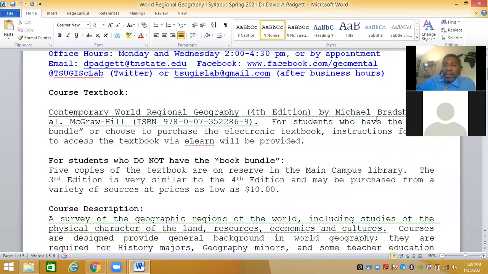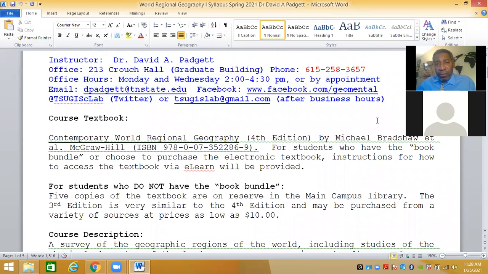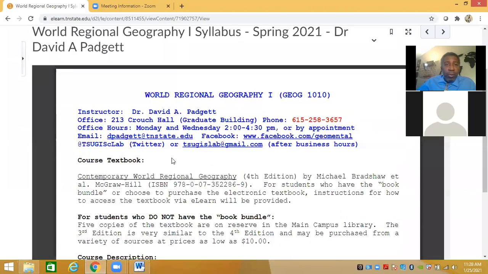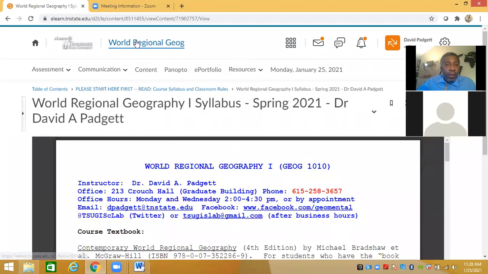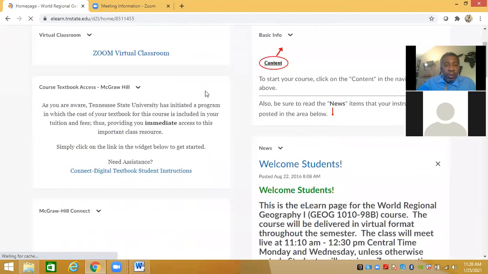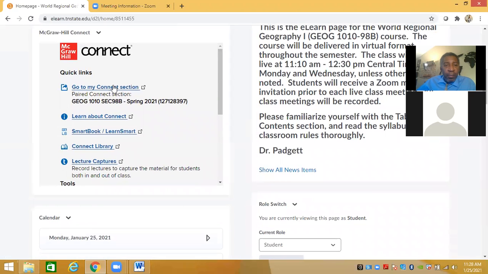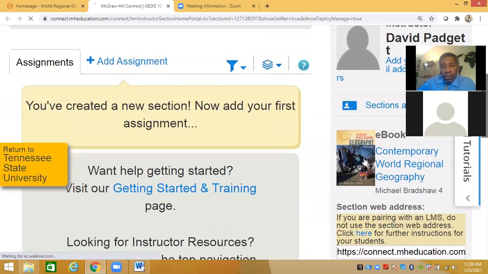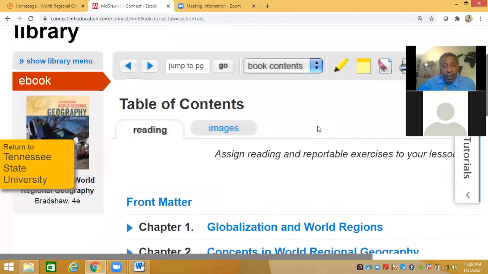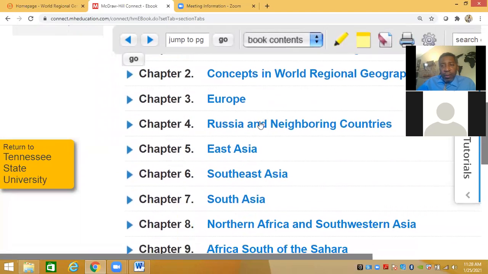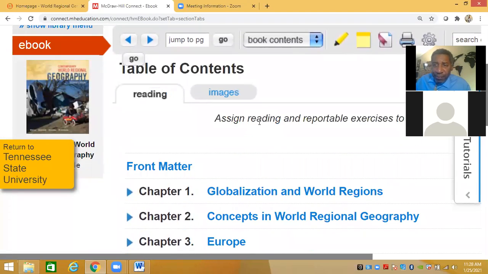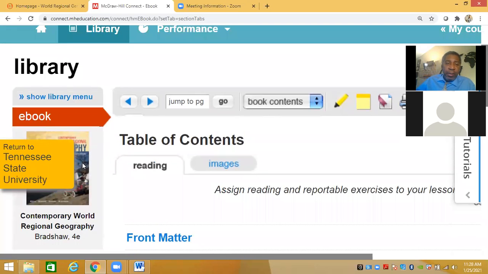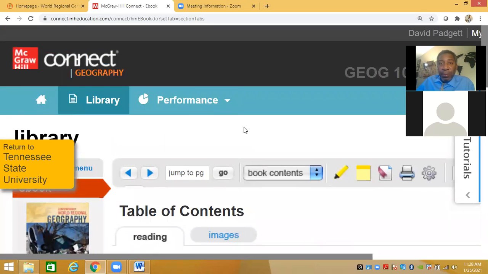Okay, the textbook. I'm assuming a lot of you all have the book bundle. If you do, then you'll go to the course website here, and then the textbook should be right here. Click there on the left-hand side, and then click right on the textbook here. And there it is, each chapter. That's if you have the book bundle. If the book isn't there, you might be able to purchase it via the site.